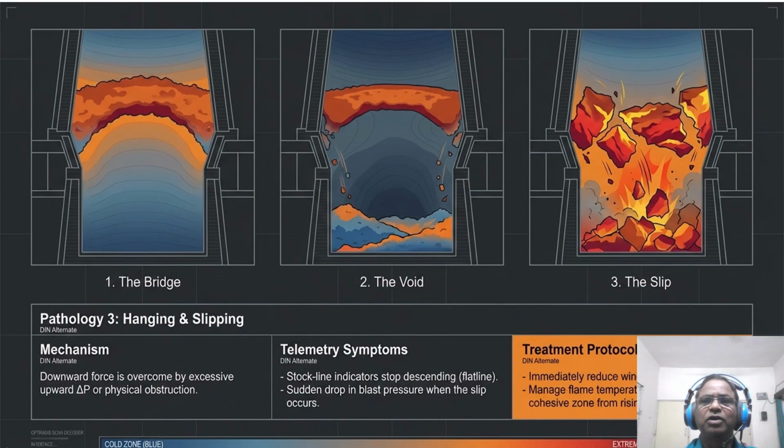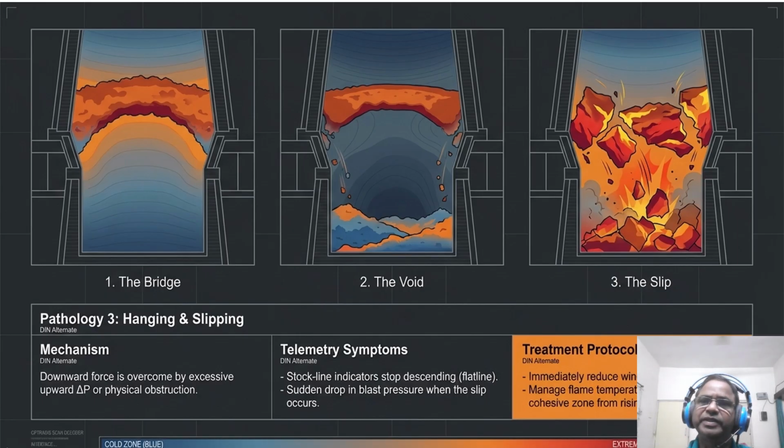Coming to pathology 3, which is hanging and slipping. As we know, a scaffold or high fines can cause the stock line to flatline, and this is hanging, and when the supporting burden finally fails, we get a slip characterized by a sudden drop in blast pressure.